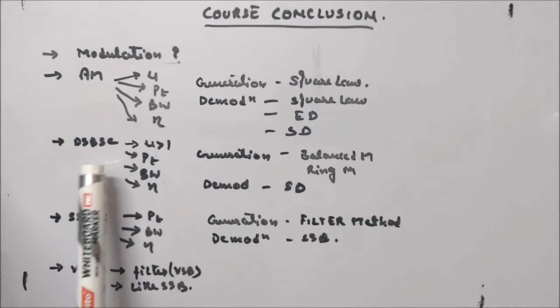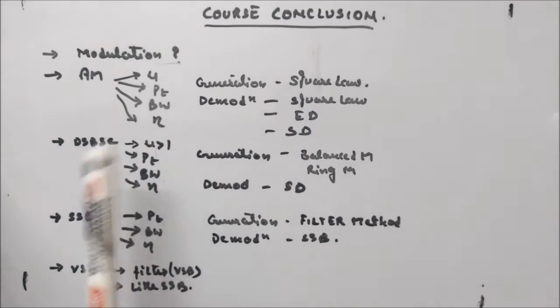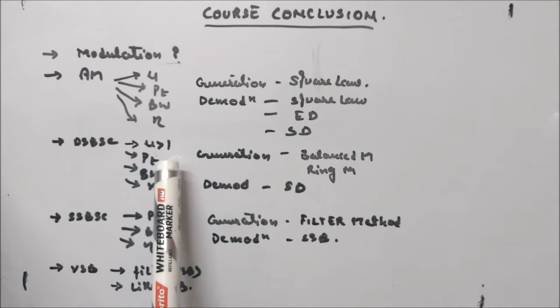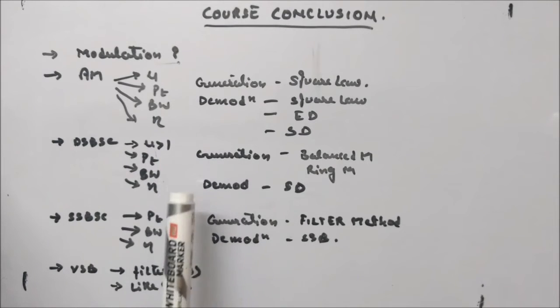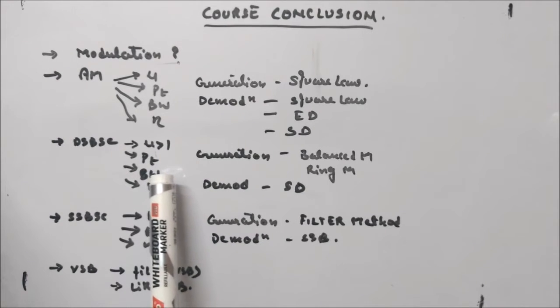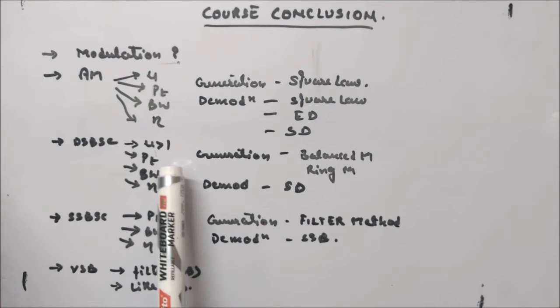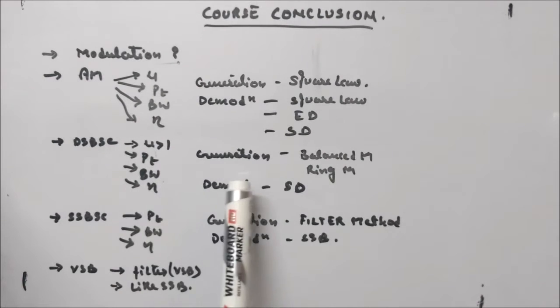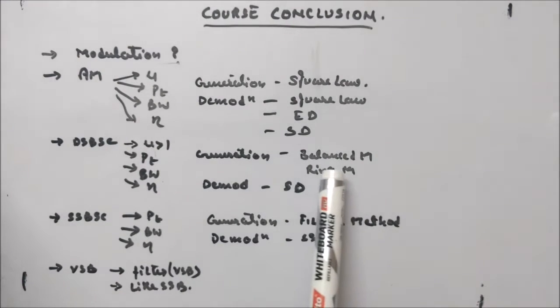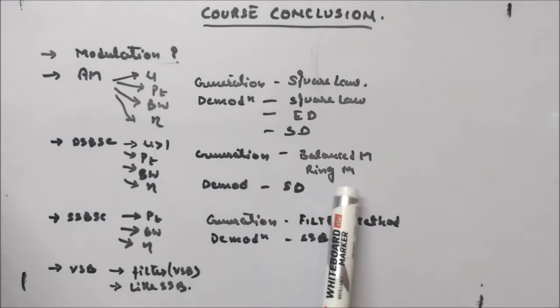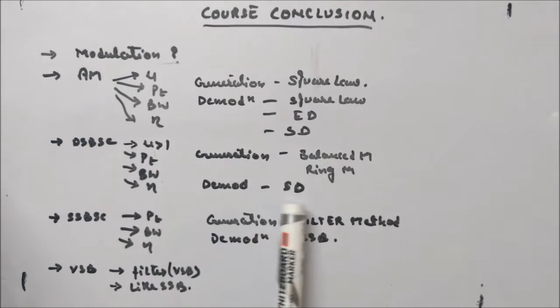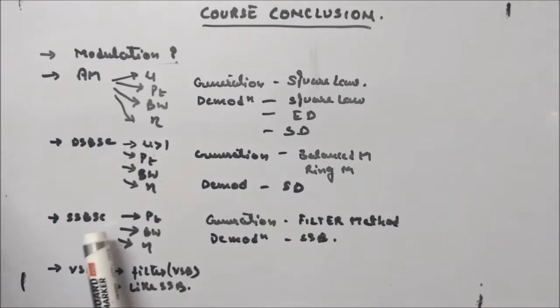Then there was another technique which was better than AM, which was DSB-SC, where mu was greater than 1 modulation index. Then there also we saw transmitted power or total power, bandwidth, modulation efficiency, then generation via balance modulator, generation via ring modulator, demodulation via synchronous detector. We all saw this. Then SSB-SC we saw, which was better than DSB.